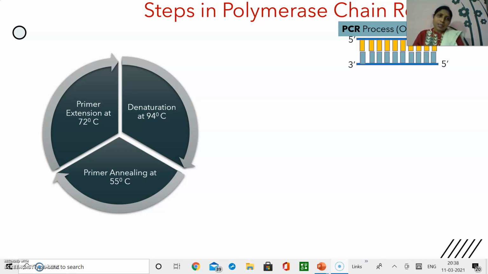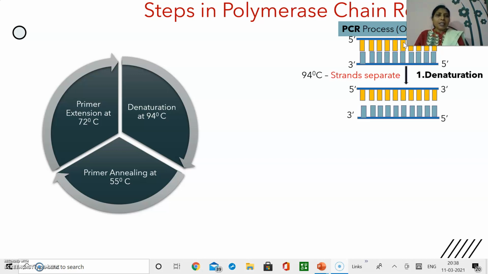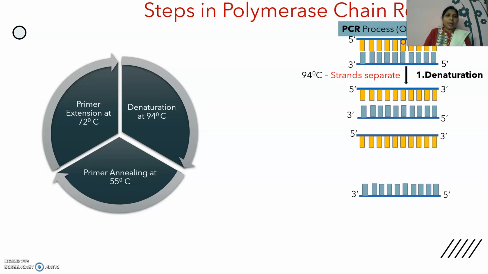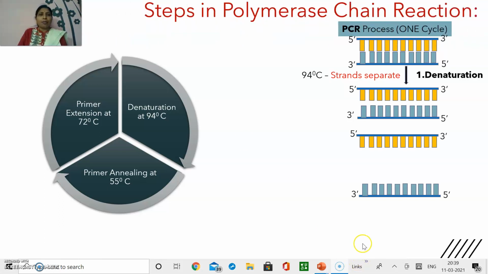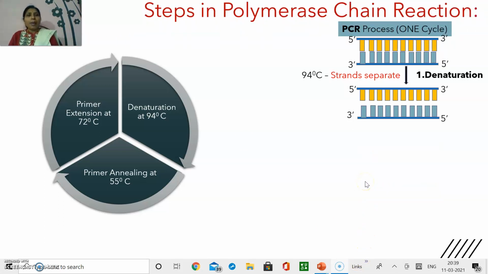In the denaturation step, the template DNA which is taken will be denatured due to the high temperature. The high temperature here is nearly 94 degrees centigrade, and at that temperature the double stranded DNA molecule mainly breaks the hydrogen bonds between the nucleotide bases and gets separated. This process is called denaturation.